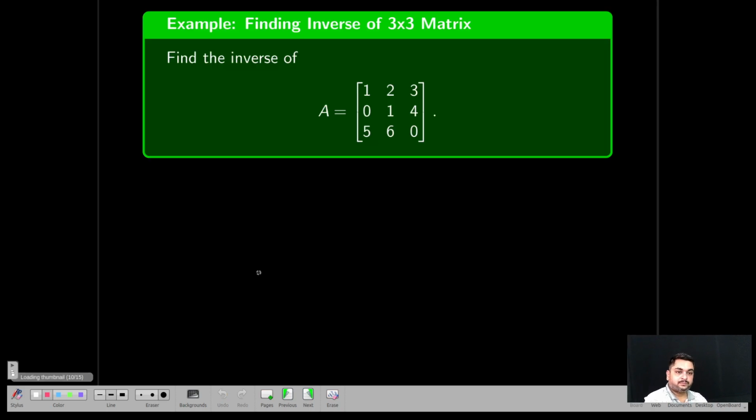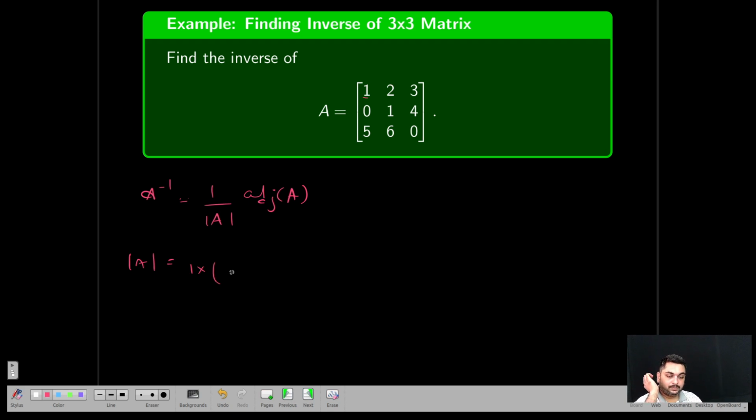Okay, so let us take an example. You already found the cofactors. So A inverse is equal to 1 by determinant of A into adjoint of A. Now, what is determinant of A? Determinant of A is equal to 1 into cofactor of that, right? So the cofactor will be minus 1 plus 1. Okay, so the 1 only positive.